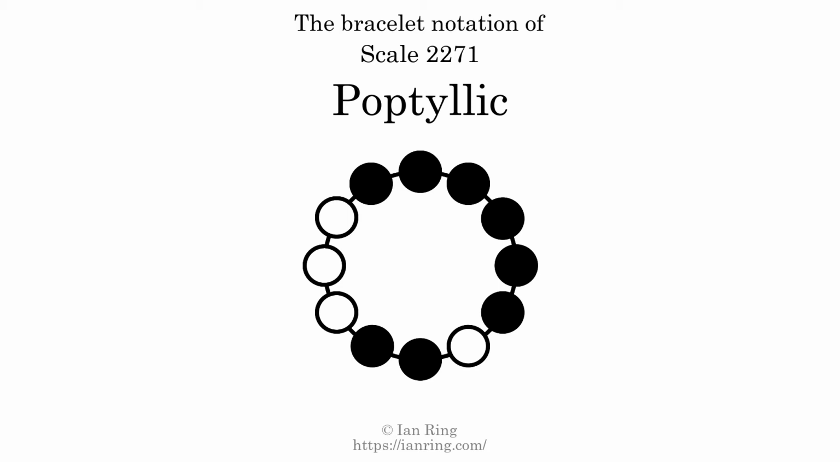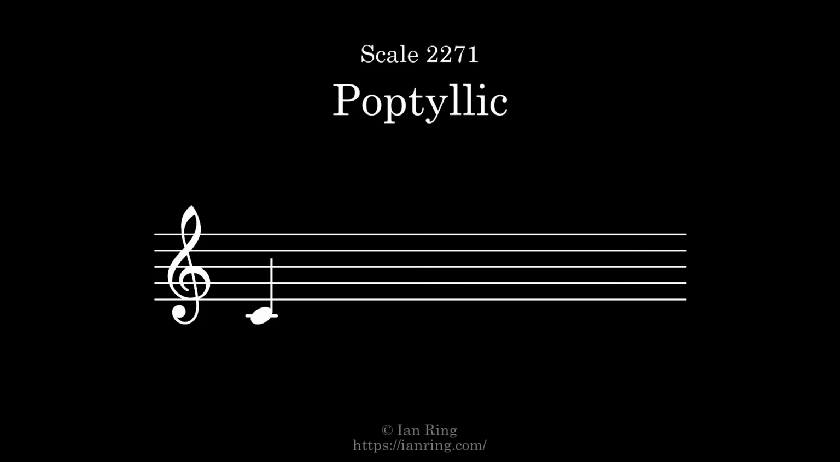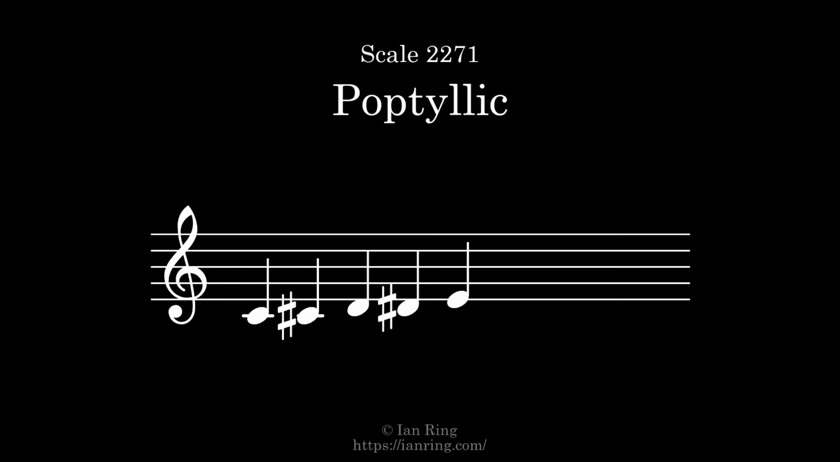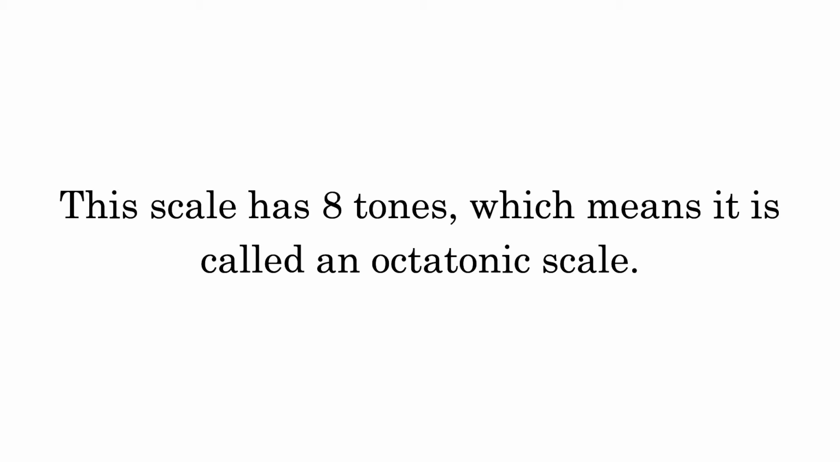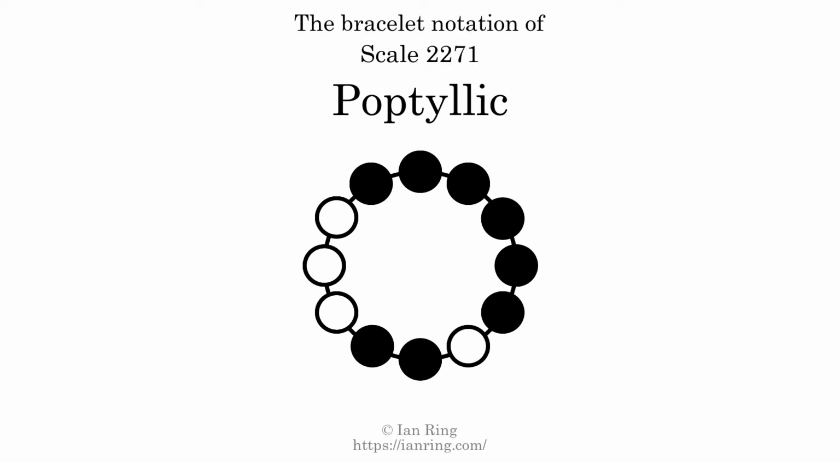2271, Poptyllic, which sounds like this. This scale has 8 tones, which means it is called an octatonic scale. This is a bracelet notation diagram of scale 2271. The shaded circles represent tones that appear in the scale, and they are read clockwise, starting at the top.